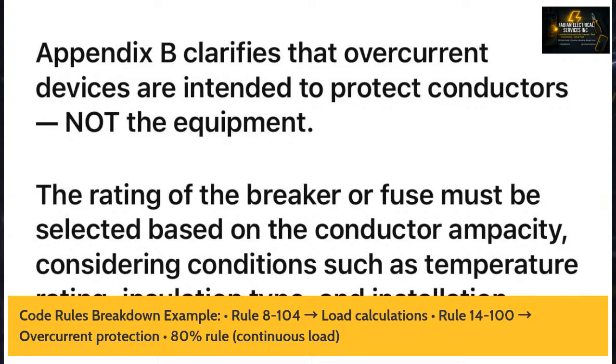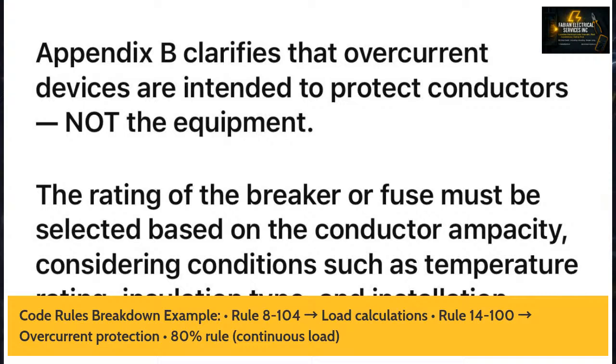Again, the rating of the breaker or fuse must be selected based on conductor ampacity, considering conditions such as temperature, and so on. You have to keep that into effect.